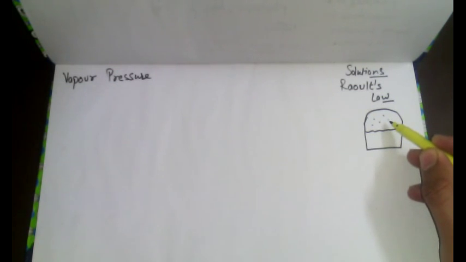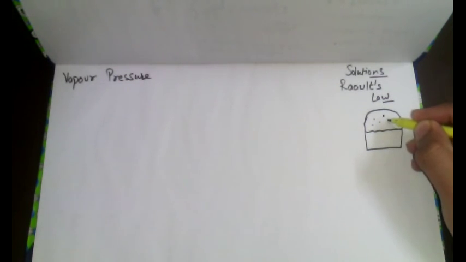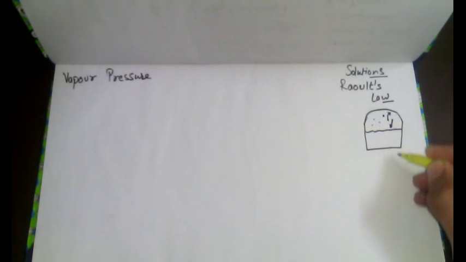These molecules are in vapor state, which are moving randomly. During their motion, they strike the surface of the liquid and the jar. This process will keep on going till an equilibrium is established between evaporation and condensation. So when the equilibrium is established, what does it mean? That the number of molecules evaporating is equal to the number of molecules condensing.